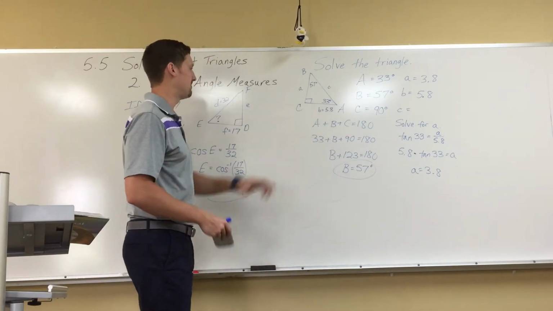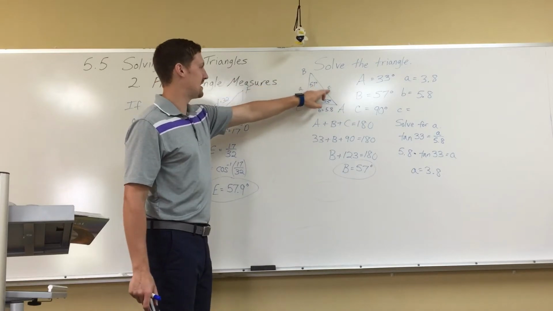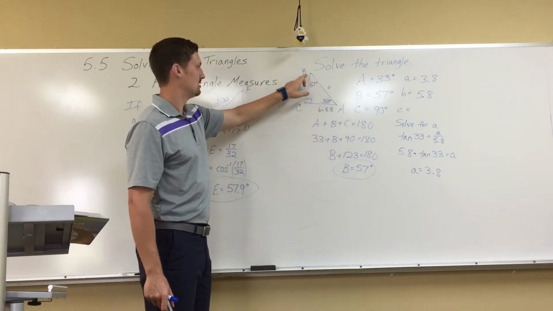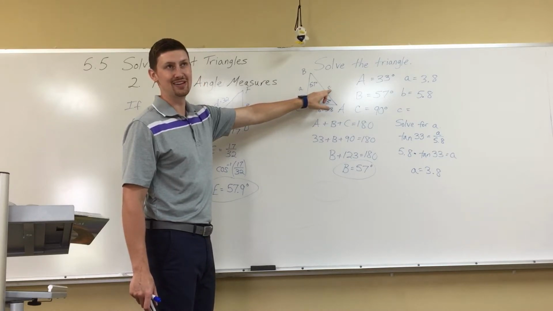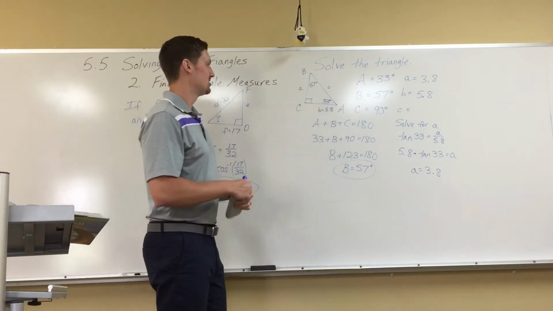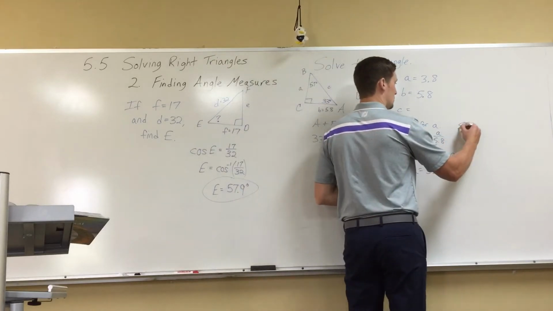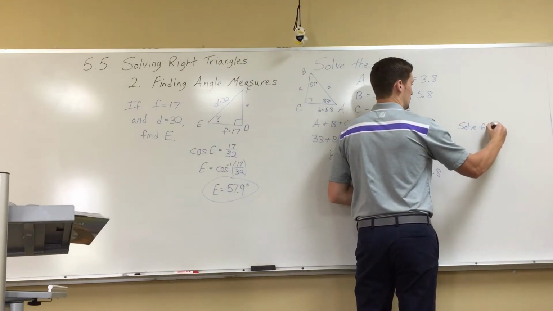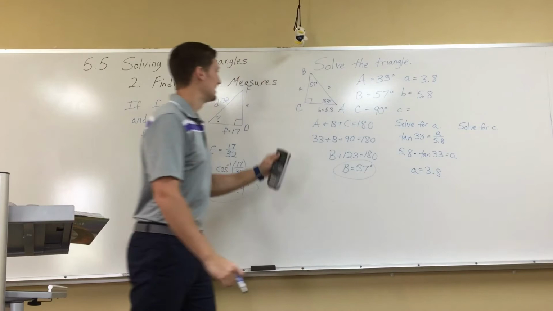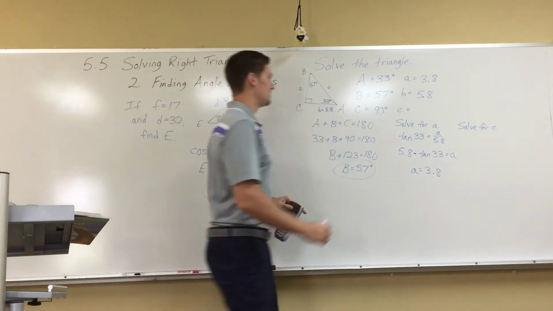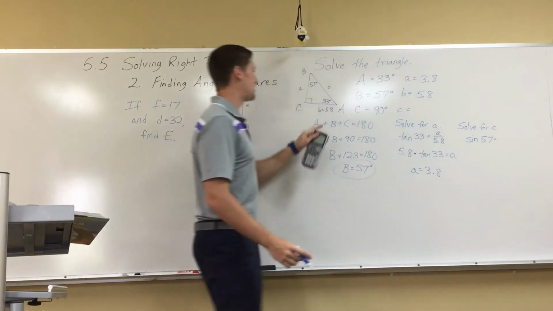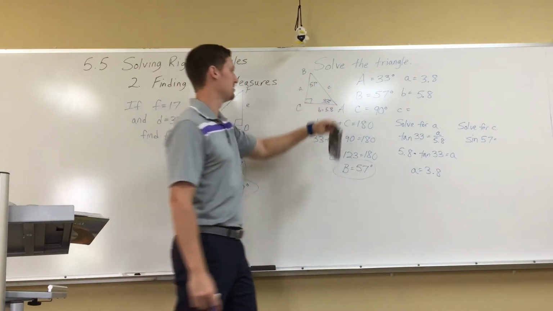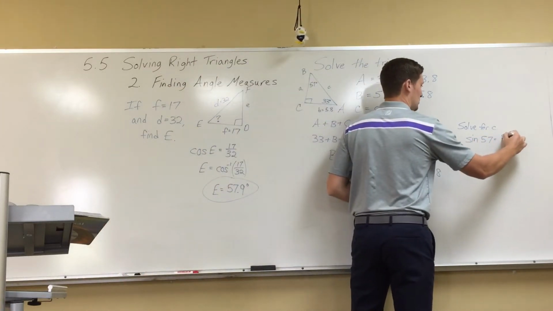Let's use B just to switch it up. And I want to find C. I know opposite, and I'm looking for the hypotenuse. That is sine, right? Opposite over hypotenuse. So, solve for C. Sine of B, or sine of 57, equals opposite over hypotenuse. 5.8 over C.